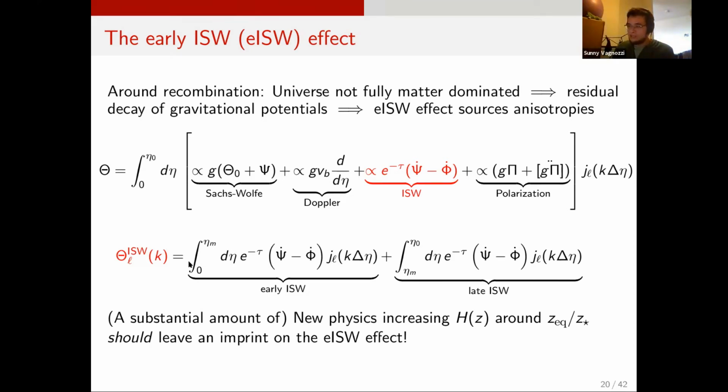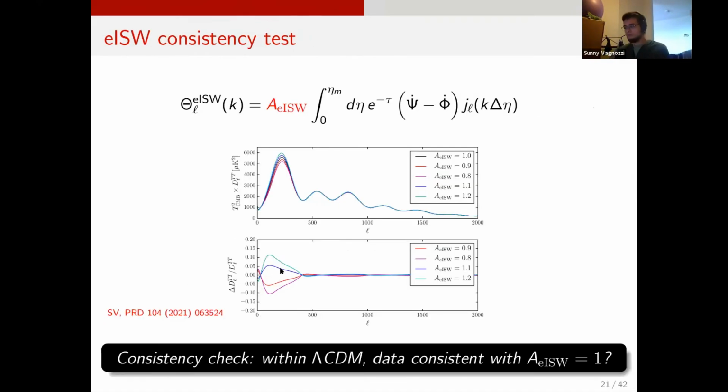Let me take this term here, the first part of this integral. What's the most naive thing you can do? You can put an amplitude in front of it, this A_EISW. Then you can go and ask the data: is this number consistent with 1? Okay, if I take Planck data, for example. And this is a consistency check.